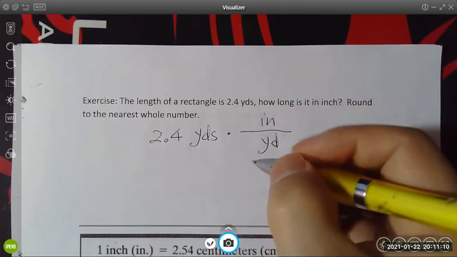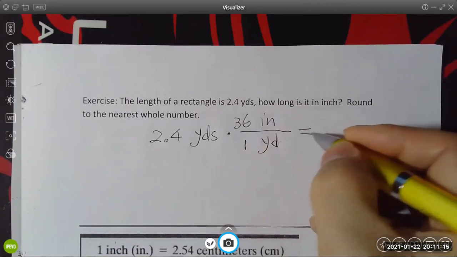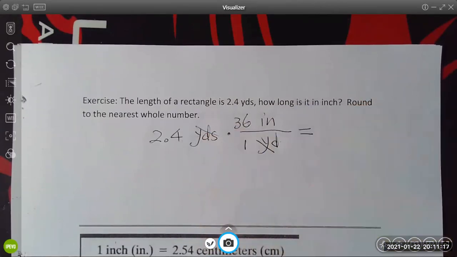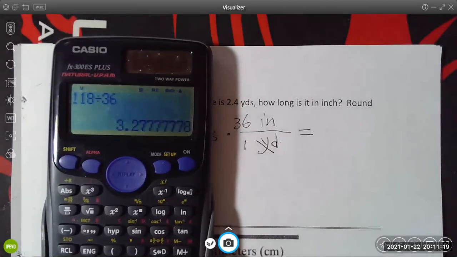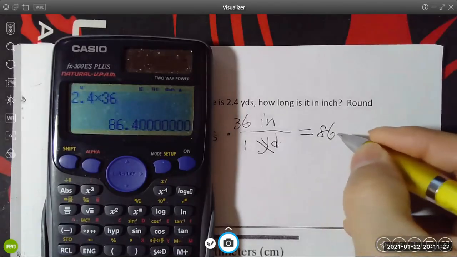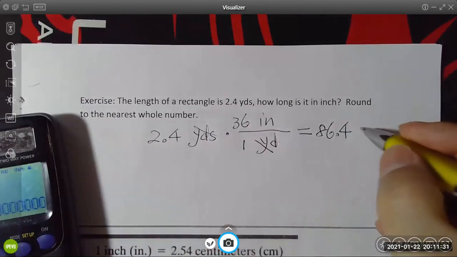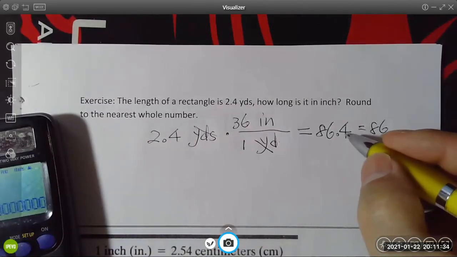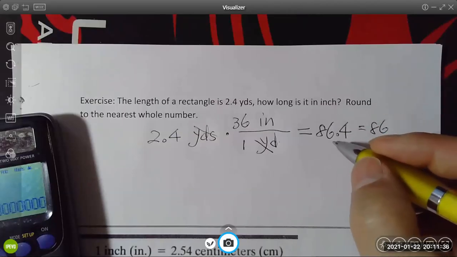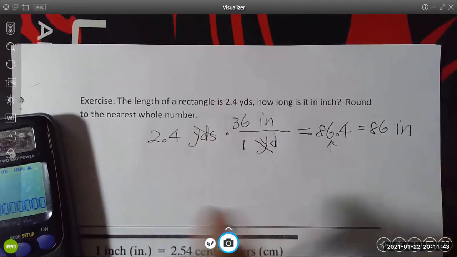So we know 1 yard is 36 inches. So we do it in one step this time. So basically, we just multiply 2.4 by 36. 2.4 times 36 is 86.4. The rest is zeros. Round to the whole number. So that's 86 because 4 is smaller than 5. We truncate it. We round to this digit because this is the first digit in the whole number. So 86 inches. That's our final answer.